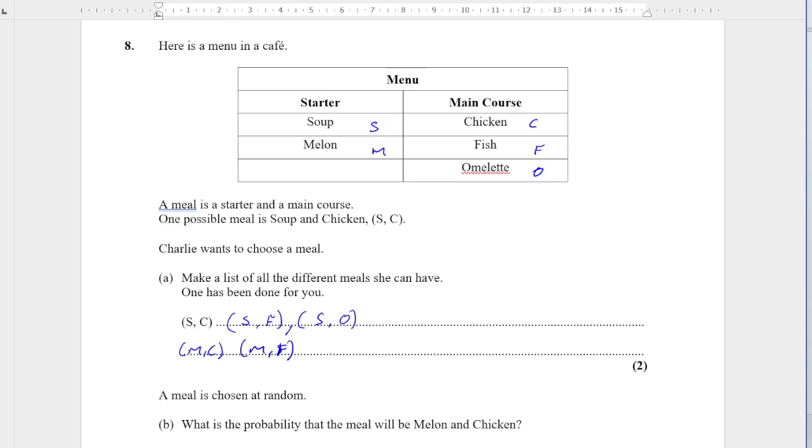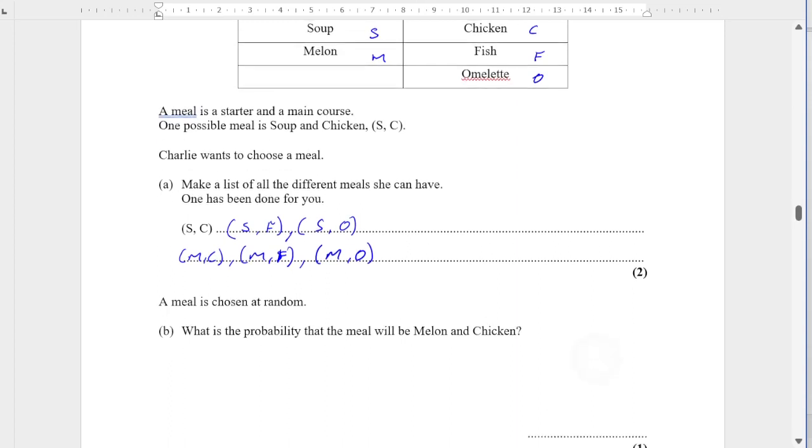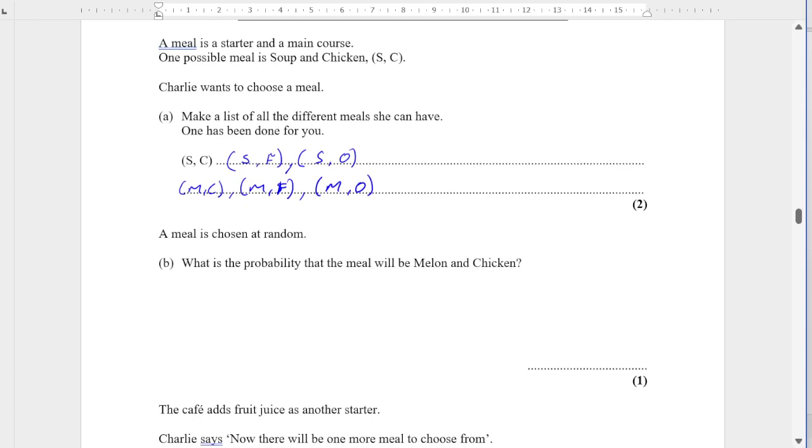And I could have melon and omelette. There we go. So I merely chosen at random. What is the probability that it is melon and chicken? So that is, we've got 6 options and only one of them is melon and chicken. So it's 1 out of 6.